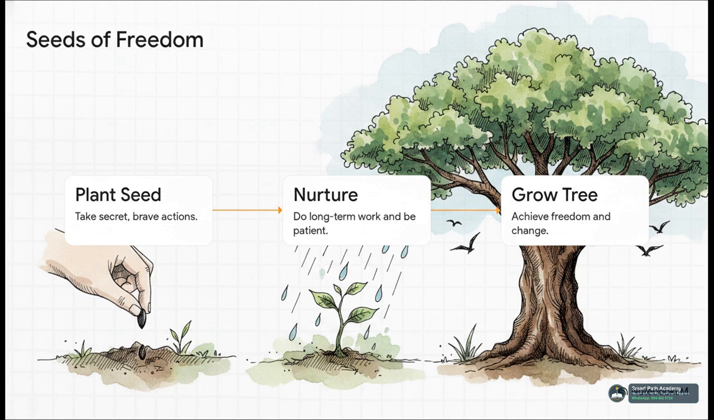He tells us that freedom is exactly like a seed. Step 1, you plant that seed through secret, brave actions. Step 2, you nurture it and wait. This is the long-term work, right? You might not see anything sprout for years. But step 3, eventually, against all odds, it grows into a mighty tree of freedom and change.